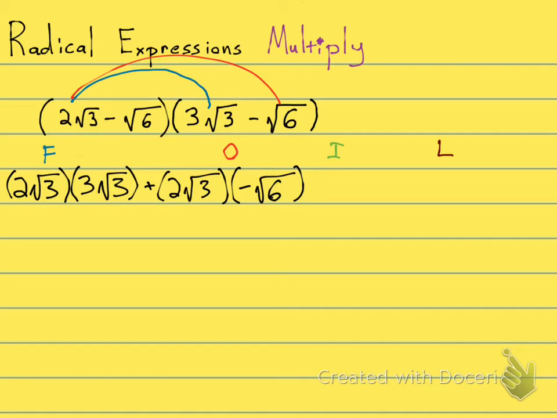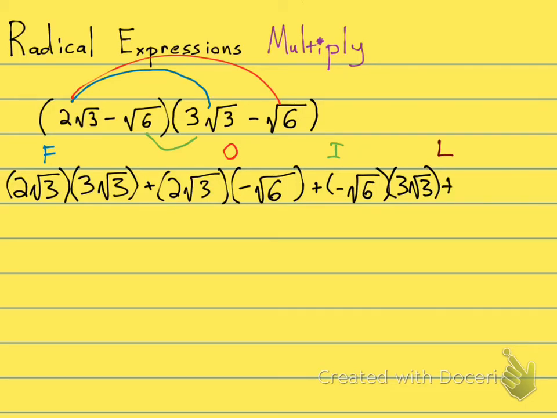All right, first two, outer two. Let's do the inner two. Inner two right here. Negative square root of 6 times 3 square root of 3. Remember to keep that sign there. Negative square root of 6 times 3 square root of 3, plus the last two.